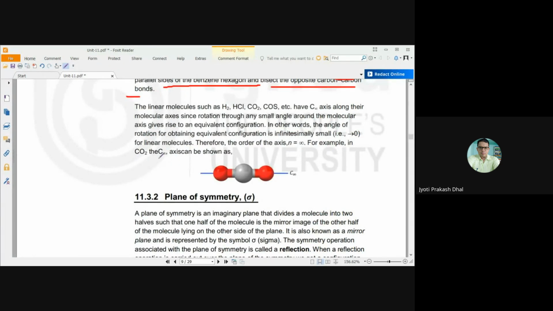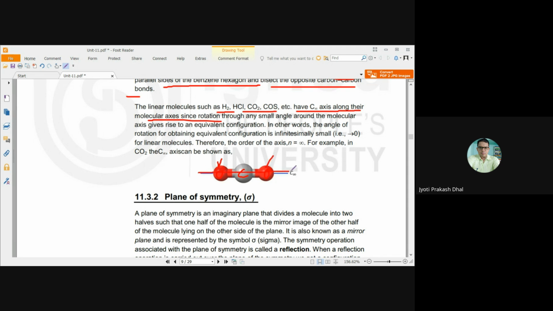And similarly, if we consider other linear molecules such as H2, HCl, carbon dioxide, OCS, that is carbon oxygen sulfide, they have a C infinity axis along their molecular axis. So consider the carbon dioxide molecule. This is the carbon atom, this is one oxygen atom, and this is another oxygen atom. So this is the carbon dioxide molecule having linear shape.